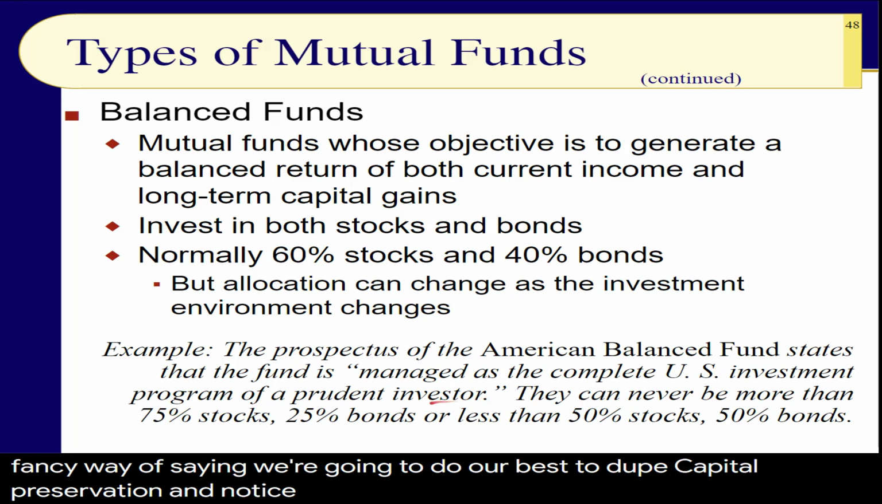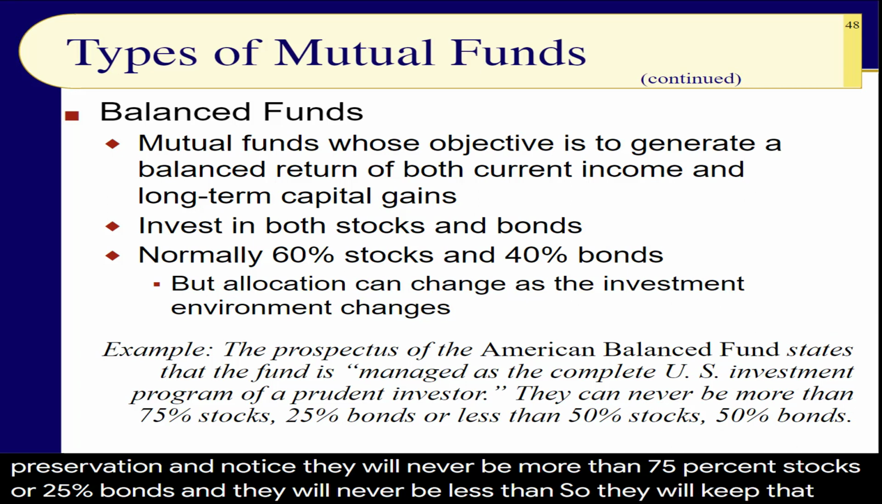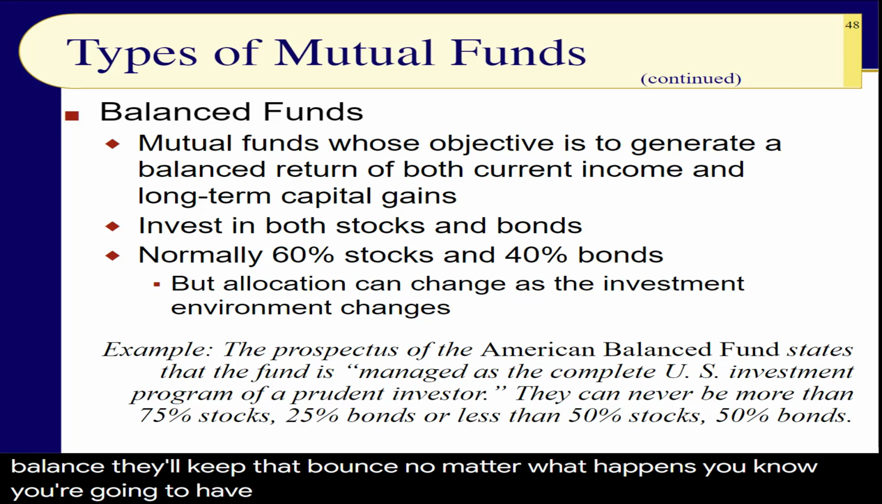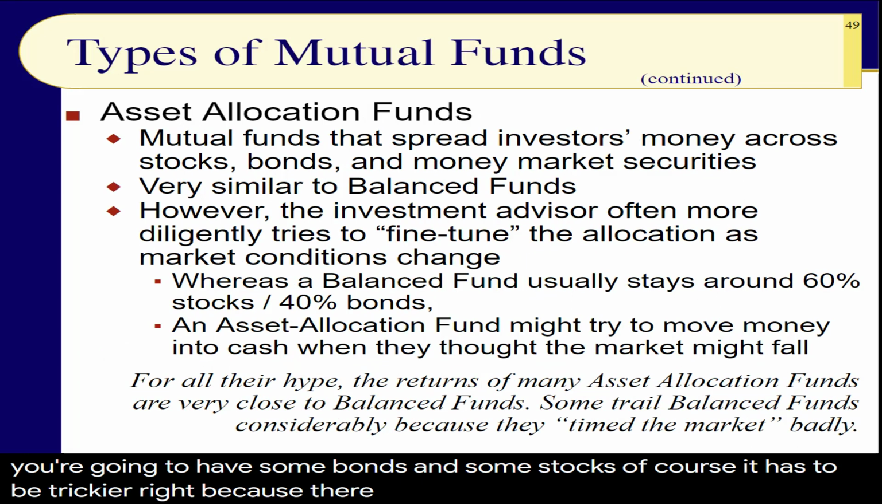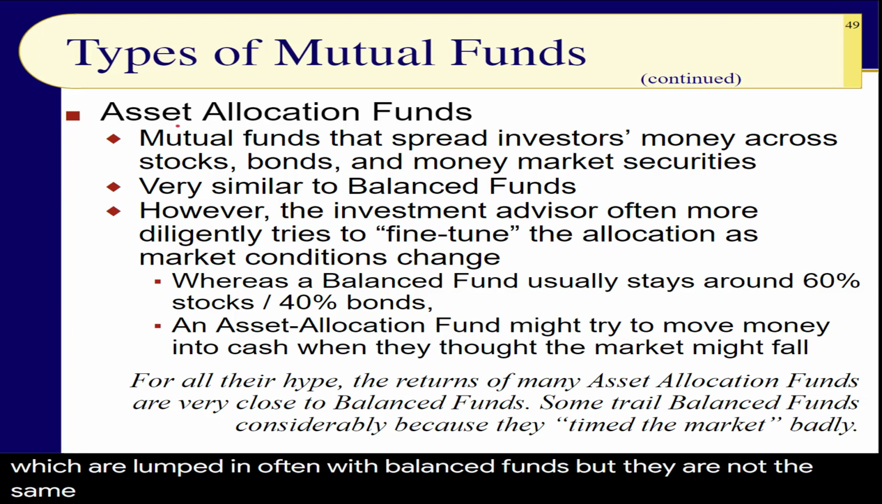And notice, they will never be more than 75% stocks or 25% bonds. And they will never be less than 50% stocks, 50% bonds. So they will keep that balance. No matter what happens, you know you're going to have some bonds and some stocks. Of course, it has to be trickier, right? Because there are funds called asset allocation funds, which are often lumped in with balance funds, but they are not the same. Here we go again.